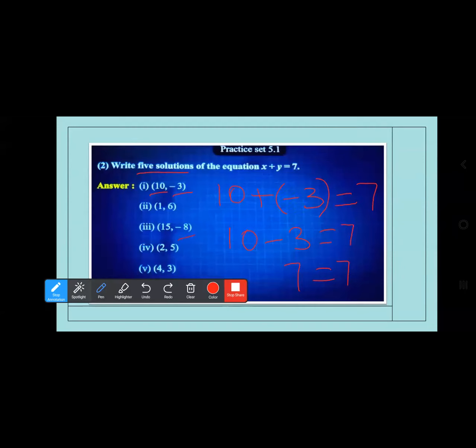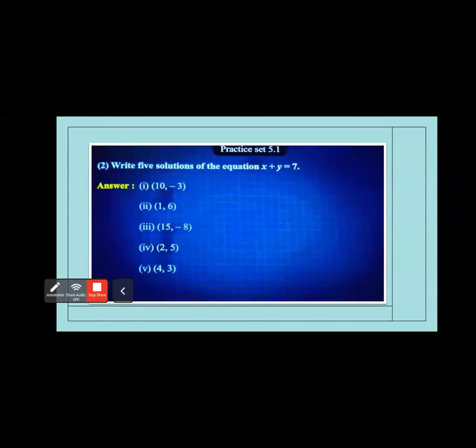That means any positive number, any negative number, but the answer should be what? 7. Okay. So here also this is an open-ended question. Only thing is that you should take the solution in such a way that it should satisfy the equation. Okay.